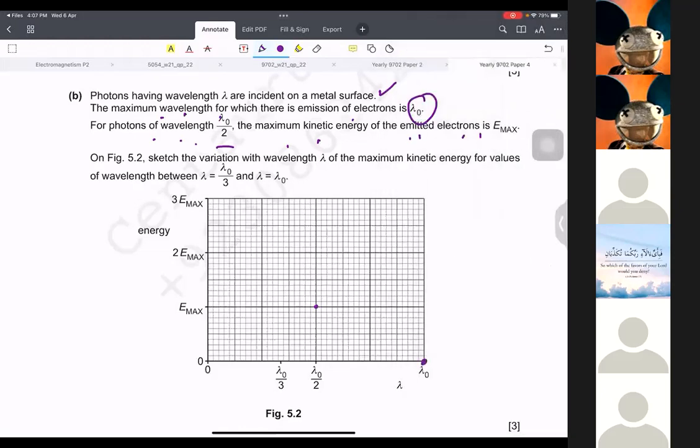All right, so what you're going to do is at lambda naught by 3. Well, it should be a decreasing gradient, so let's check it. E is equal to hc upon lambda, right? So with that respect, E1 lambda 1 equals E2 lambda 2. If this is Emax and lambda is lambda naught by 2, what will E2 be if the lambda is lambda naught by 3? Can you guess?